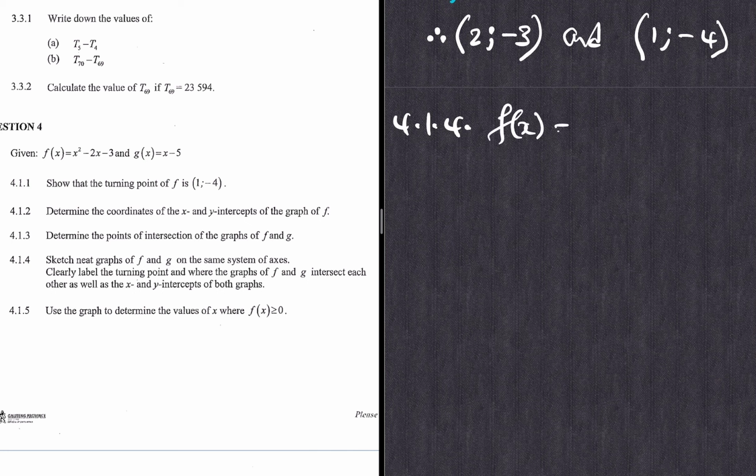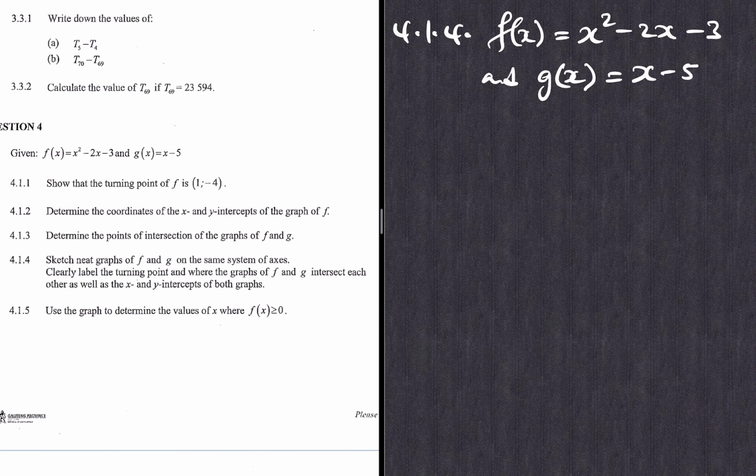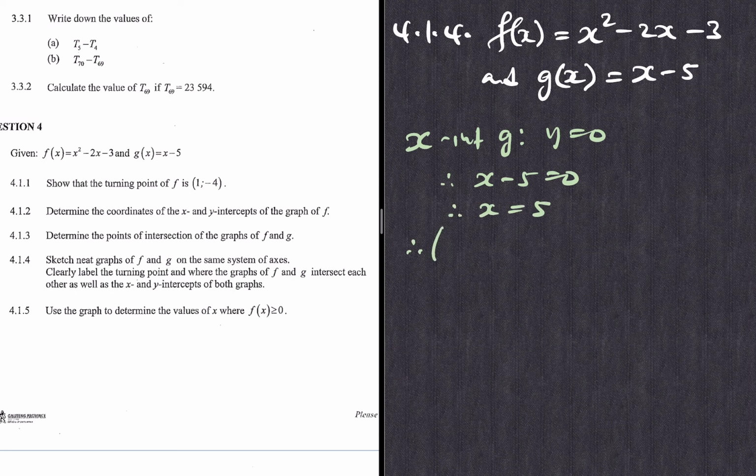But let me recopy this function f, that is x squared minus 2x minus 3, and I have a g, so g is x minus 5. I have the turning point, the x-intercept of f, but for g, I don't have it. Okay, so allow me to quickly solve them. x-intercept of g. This is when y is 0. Therefore, you're going to have x minus 5 is equal to 0. You get x is equal to 5. Therefore, you have 5 and 0.